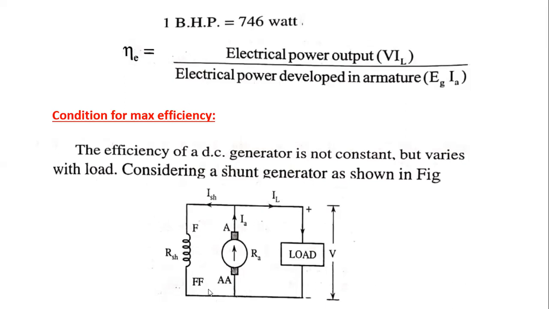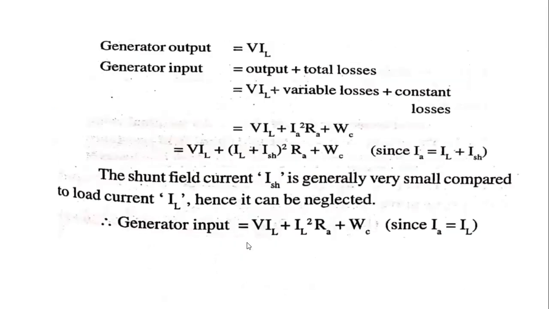This is the shunt generator. This is the armature and this is the field winding, F F, and armature A A. In that armature we have the armature resistance and this is the armature current IA. This armature current is divided into two currents, the load current and the shunt field current, and this is the shunt field resistance RSH.